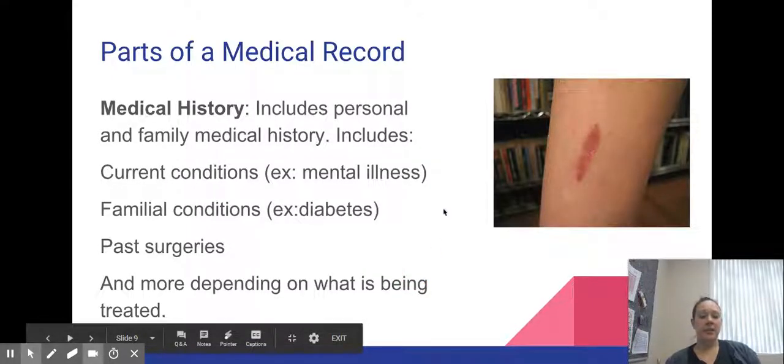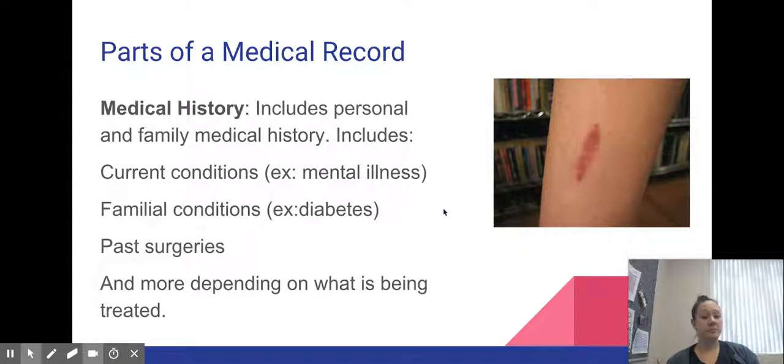Medical history. Medical history includes personal and family medical history. It could be current conditions. So do they have a fractured ankle, but also they have depression? Or it could be what conditions they're being seen for. It could be familial conditions, like if your parent has diabetes or blood pressure issues or things like that. Could be past surgeries that we need to know about, and more depending on what's being treated. So if it's, again, a specialty or, let's say, a dentist, they may want to know different information than a physical therapist.